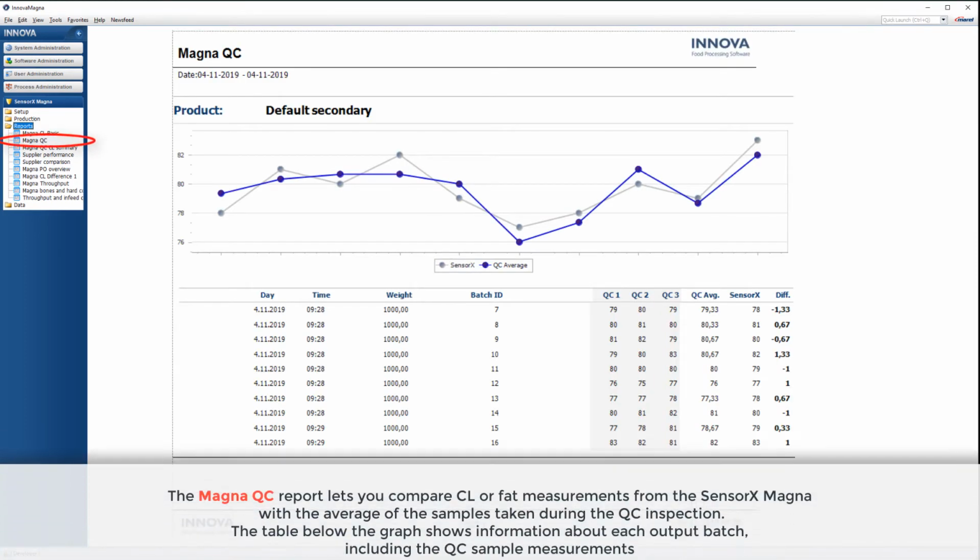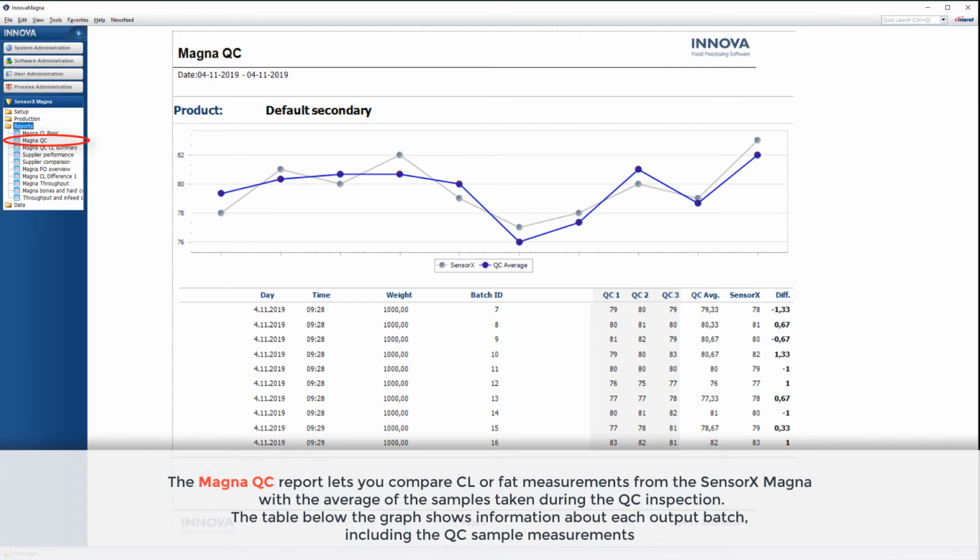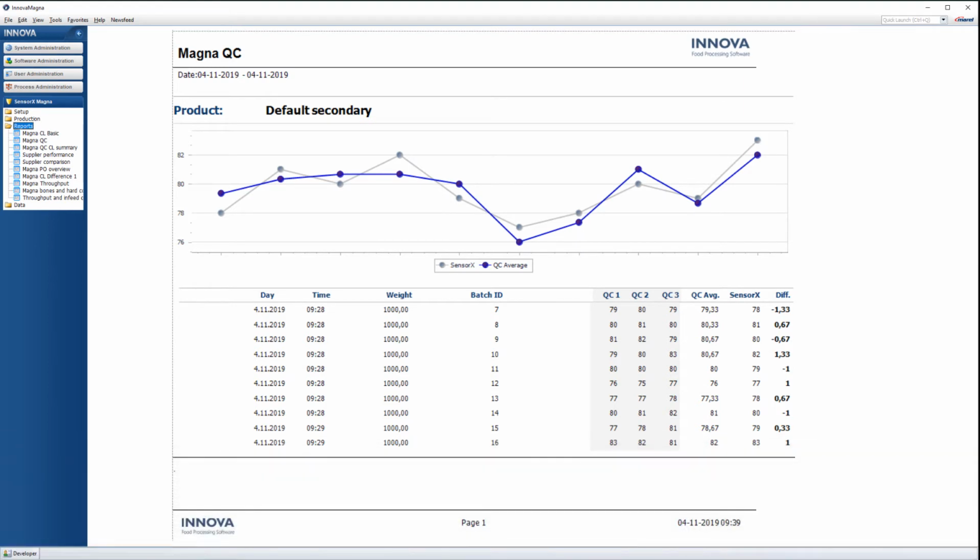The Magna QC report lets you compare CL or fat measurements from the SensorX Magna with the average of the samples taken during the QC inspection. The table below that graph shows information about each output batch, including the QC sample measurements.